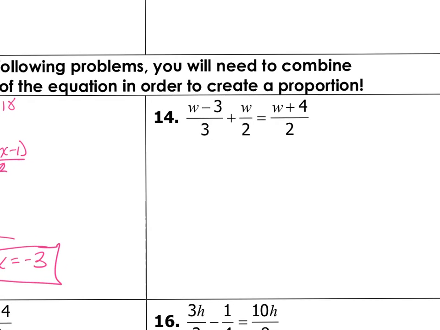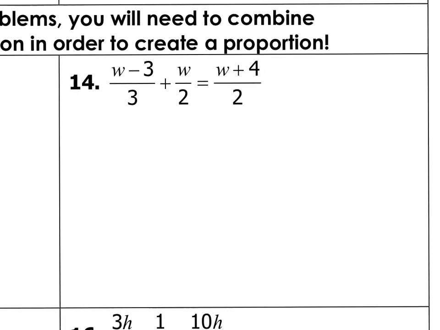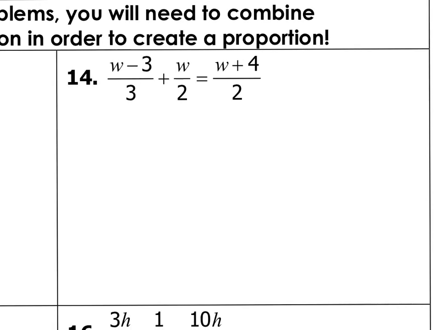We're going on to the next problem. On my right hand side, I've got two different denominators, so I could add them together and make a common denominator, but I think I'm just going to multiply by the common denominator. My denominators are 3, 2, and 2. What do they all go into? 6. So I'm going to multiply everything by 6.